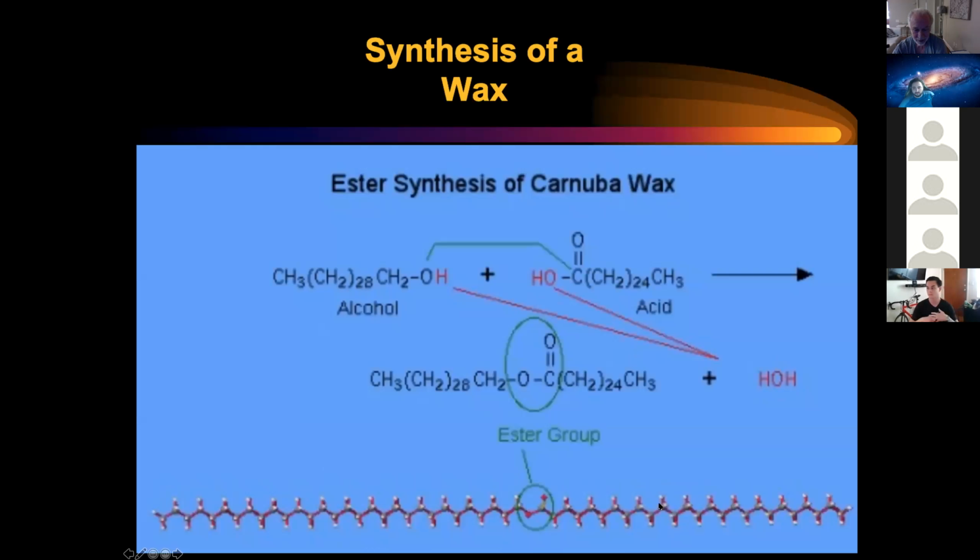Now, this is an example of a wax structure and how it's formed between an alcohol and an acid. Both the alcohol and acid are long polymers. But again, you have a dehydration reaction between the two, and they're joined by a covalent bond through an ester group, and you end up with this long molecule, which is very hydrophobic.